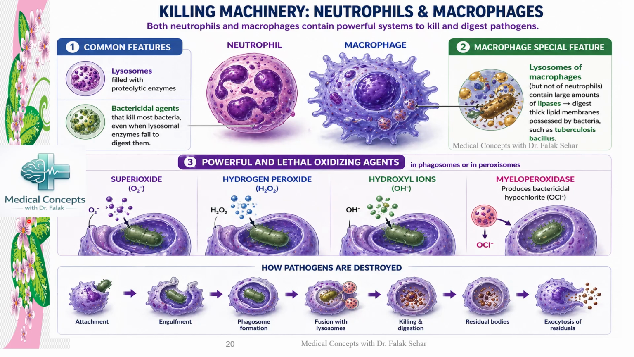Macrophages have an additional advantage. Their lysosomes contain lipases that help digest lipid-rich bacterial cell walls, such as those of Mycobacterium tuberculosis. Together, these mechanisms make neutrophils and macrophages highly effective defenders against infection.